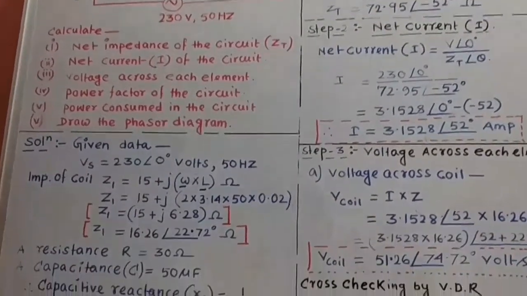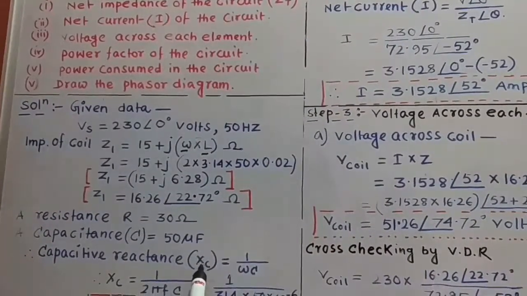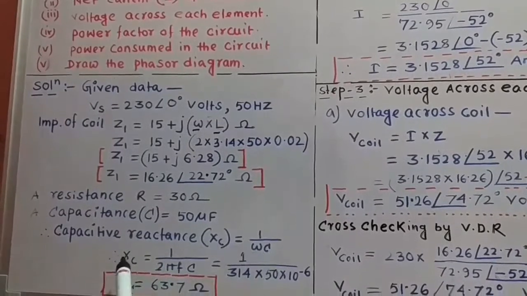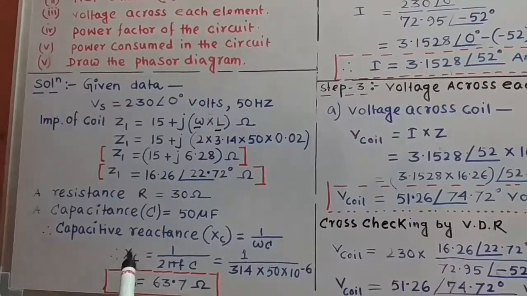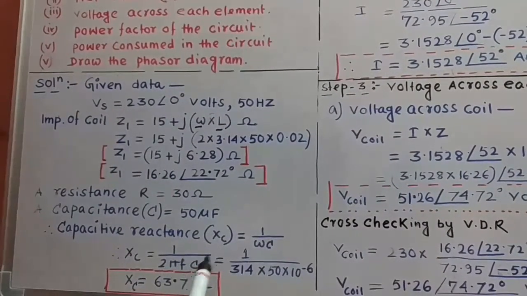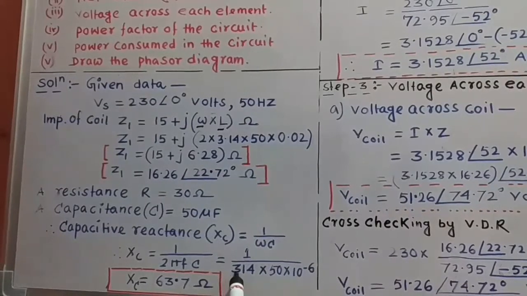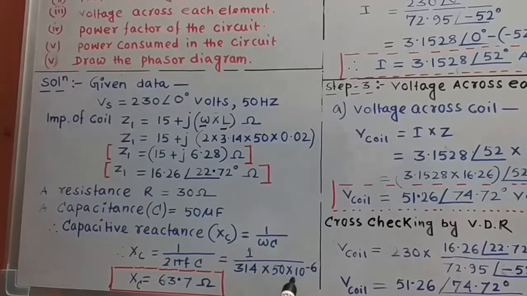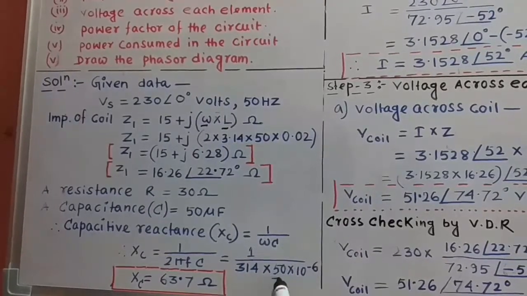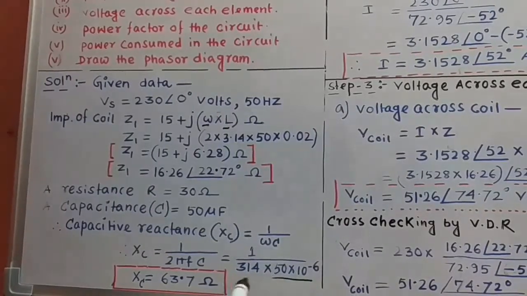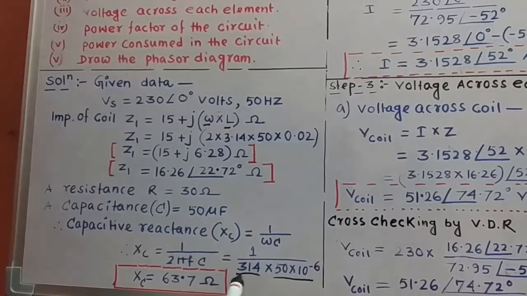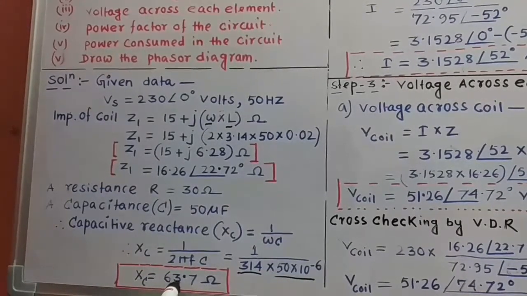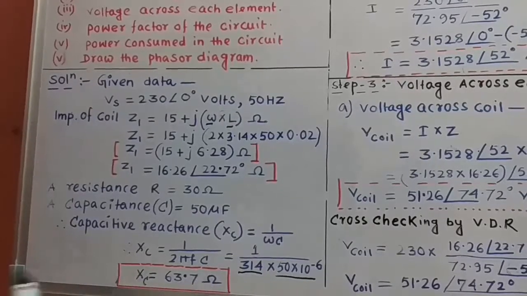Now capacitive reactance Xc is equal to 1 by omega C. So if I replace, Xc is equal to 1 by 2 pi f c, so this will be your 314 into 50 into 10 to the power minus 6. This is your capacitance value, and if you multiply 2 pi f, you will get 314. So Xc value is 63.7 ohms.